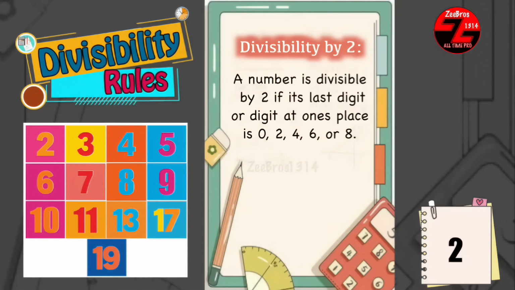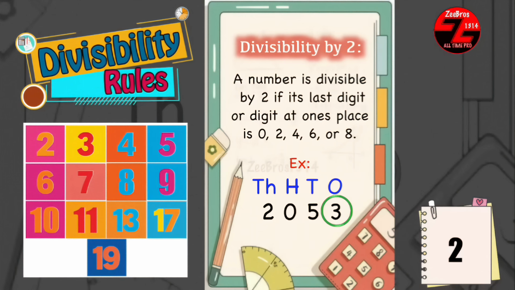A number is divisible by 2 if its last digit or digit at one's place is 0, 2, 4, 6 or 8. Let's take an example. 2053. Here the digit at one's place is 3, which is not 0, 2, 4, 6 or 8. Hence the number is not divisible by 2.